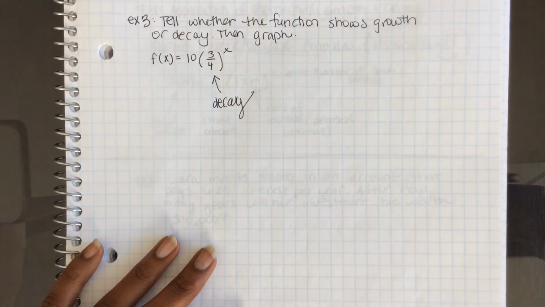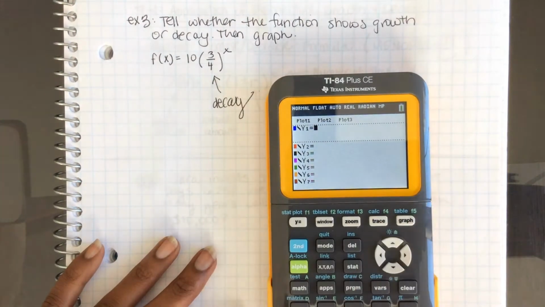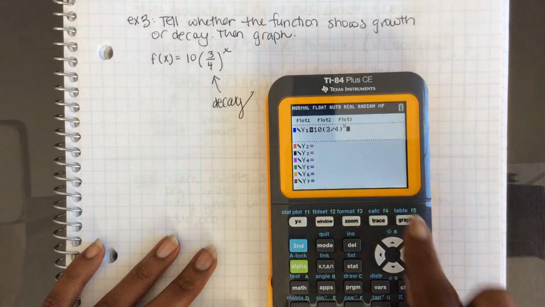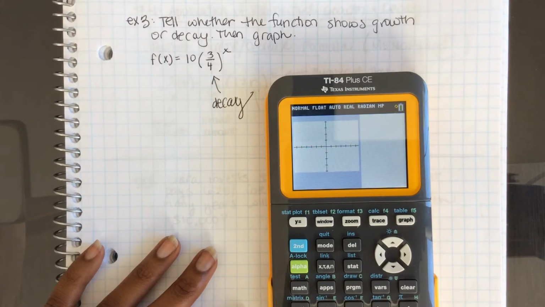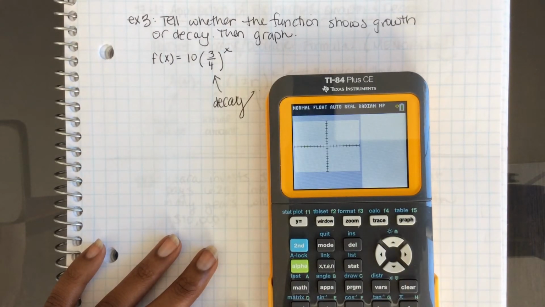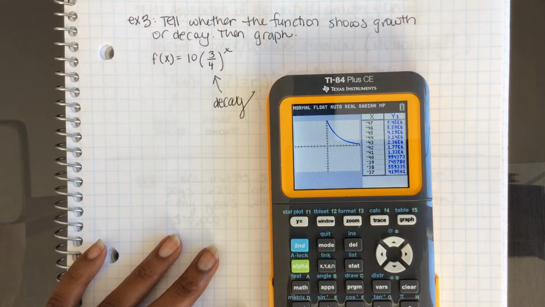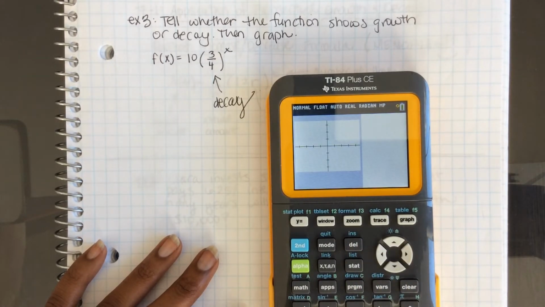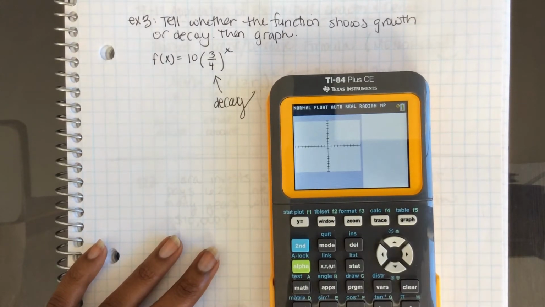So remember, to graph these, let's utilize our graphing calculators. 10 parentheses 3 divided by 4 raised to the x. I'm going to click graph. All right, so let me zoom 6 standard view. There's my function. Or you can click zoom 4 to zoom in even more to a decimal view. Oh, I don't like that one. Zoom 6 is better.